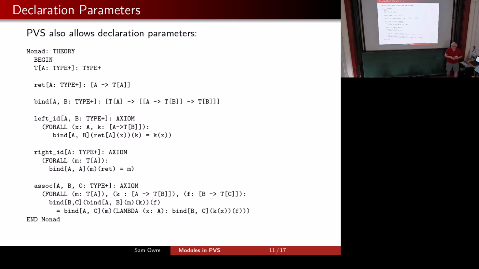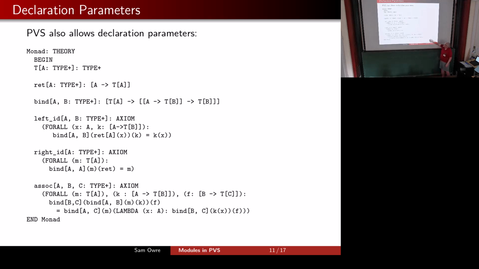So PVS also allows declaration parameters. Everybody loves monads, so the uninterpreted type there has a type parameter in it, and the return has a type parameter. Bind has two type parameters, as you'd expect.